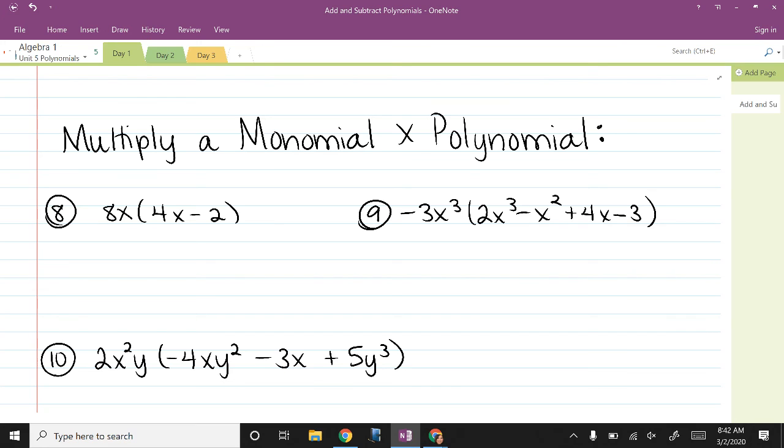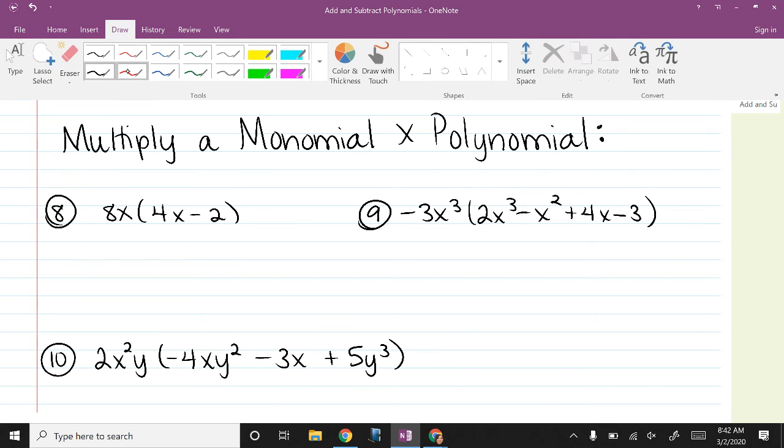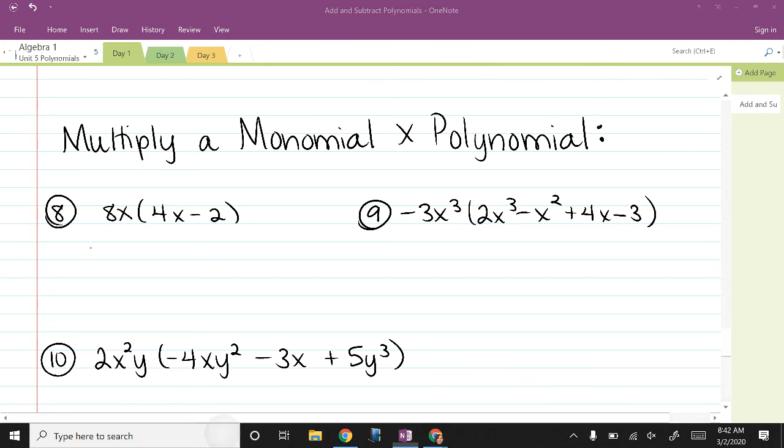Now, we learned something last unit called exponent rules, right? And for multiplying, if we multiply 2 things that have the same base, what do we do to the exponents? We add them. So let's just do it. 8x times 4x. So you multiply the coefficients. What's 8 times 4? 32. And then my x's, I add them.